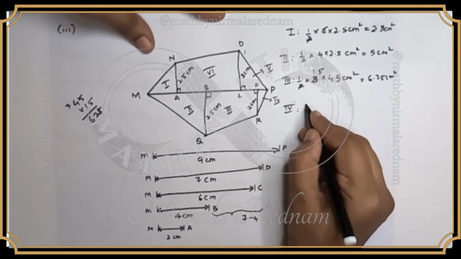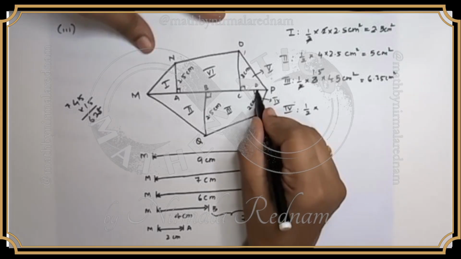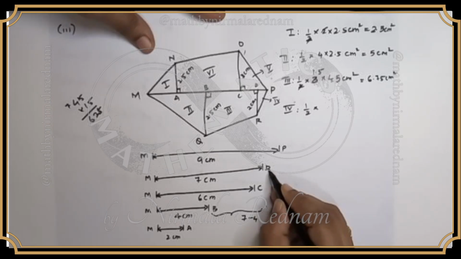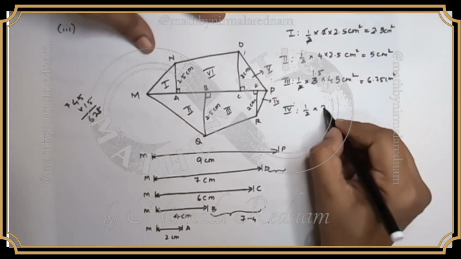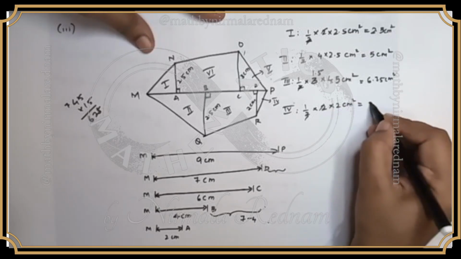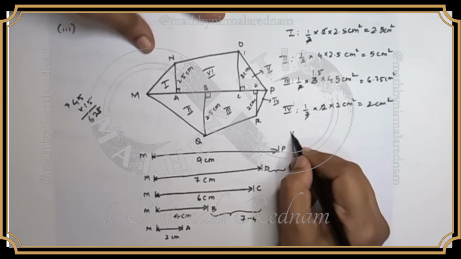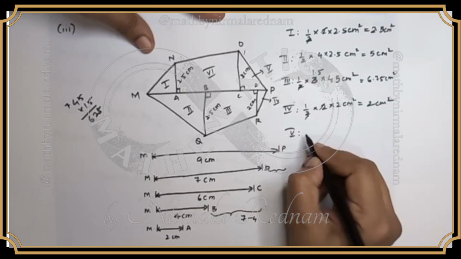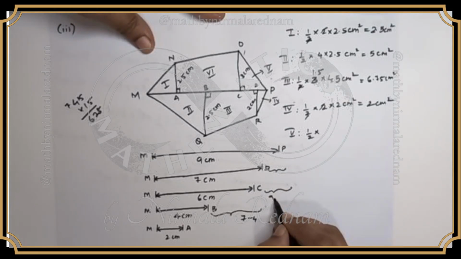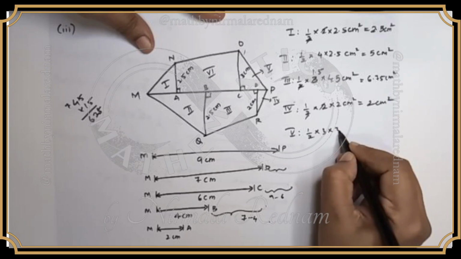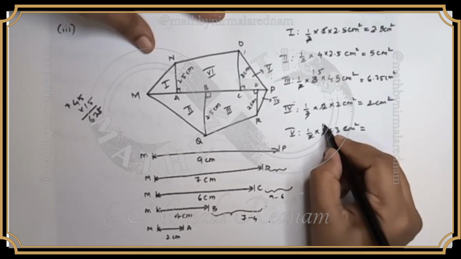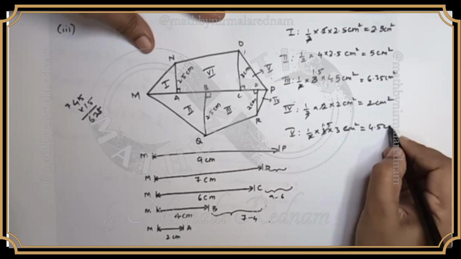Now the fourth part, my base is DP. DP is this length. This is DP. 9 minus 7 is 2, and height is also 2. So this is nothing but 2 square centimeters. Next, coming to the fifth one, again I have base CP. CP is nothing but 9 minus 6, which is 3. Height is also 3 centimeters. So this will give me 4.5.